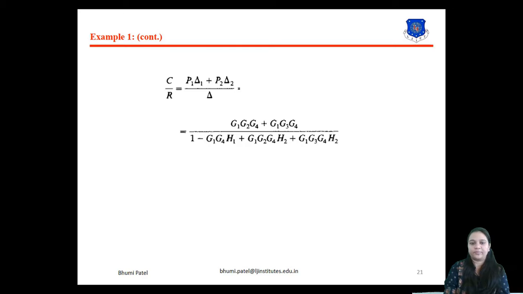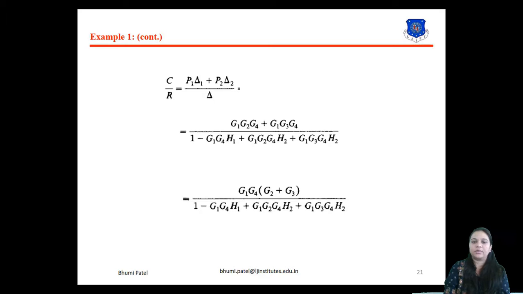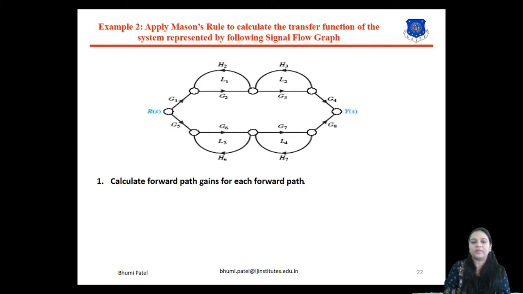Put the values of the forward paths, delta 1 and delta, and the equation will become G1 G2 G4 plus G1 G3 G4 upon 1 minus G1 G4 H1 plus G1 G2 G4 H2 plus G1 G3 G4 H2. Simplify this equation: G1 G4 in bracket G2 plus G3 upon 1 minus G1 G4 H1 plus G1 G2 G4 H2 plus G1 G3 G4 H2.